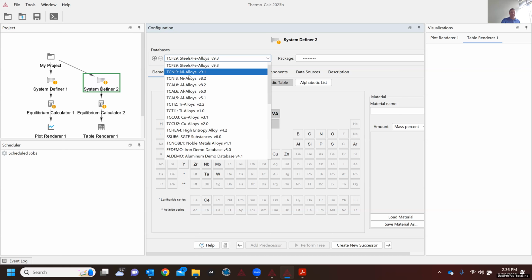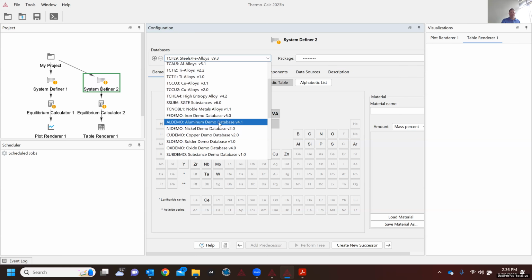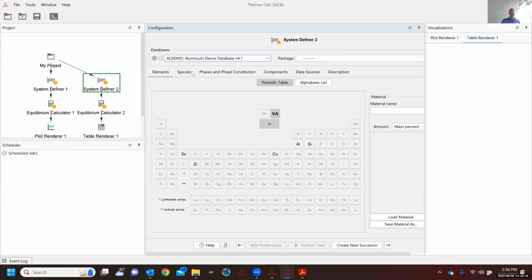Under databases here, I have a ton of different databases to look at. Let's go down here and we will, I don't want to do the iron carbon because everybody does that. So we'll take the aluminum alloy database, and everybody should have access to the aluminum demo database. Down here on the periodic table, you will see that some of these elements are grayed out. That means the element's not in the database. The elements that you can select are available. So I'm going to select aluminum and copper. And if you want, over here on the right-hand side of the periodic table, you can actually define a material if you're using a specific material.